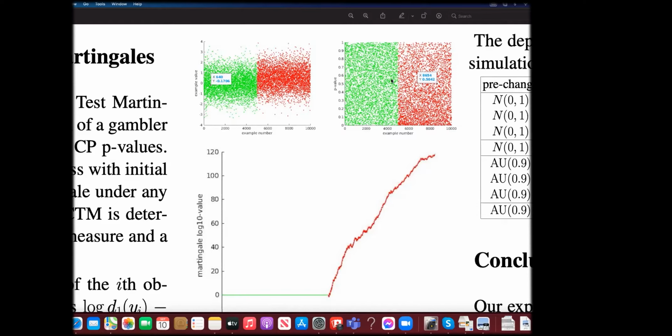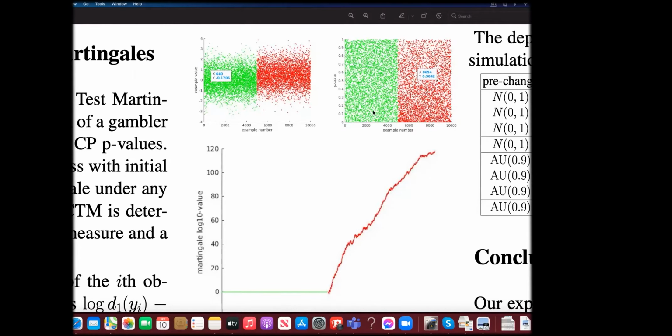Then it is transformed into a sequence of p-values. And while the IID assumption holds, these p-values are distributed perfectly uniformly from 0 to 1, while after the change point, they begin to concentrate here. P-values are lower.